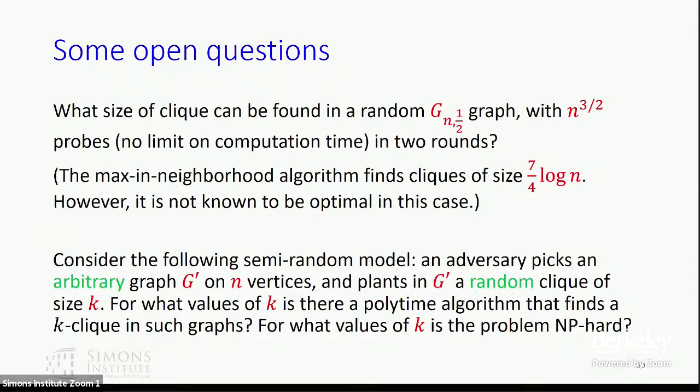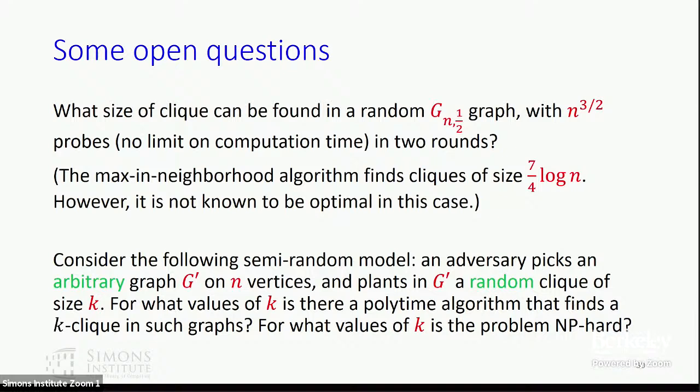I'll end with two open questions, both on the same slide. I mentioned the probe model, and I said that for 2 rounds, we know that the bounds we have are optimal. This was not exactly correct. If we allow not n probes to the graph, but n to the 3½ probes in 2 rounds, then the max neighborhood algorithm would find a clique of size 7/4 times log n, and we don't know if it's optimal. You can wonder what's the difference between n to the 3½ probes and n probes. Why would proving a lower bound or an upper bound be easier in one version than the other? If you start playing with it, you'll see, or ask me later.